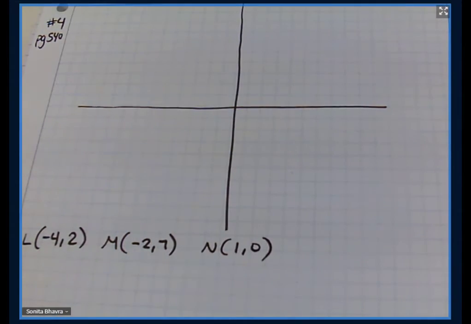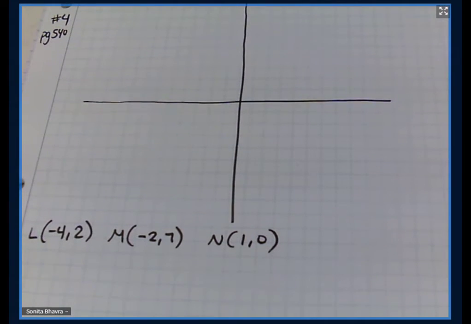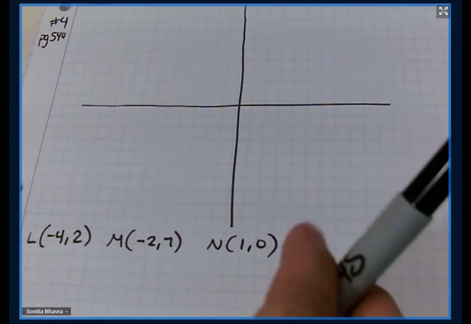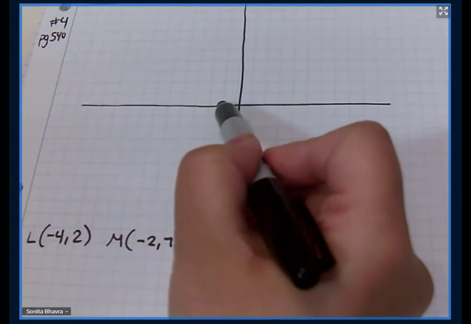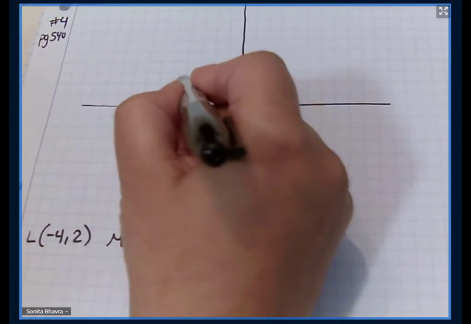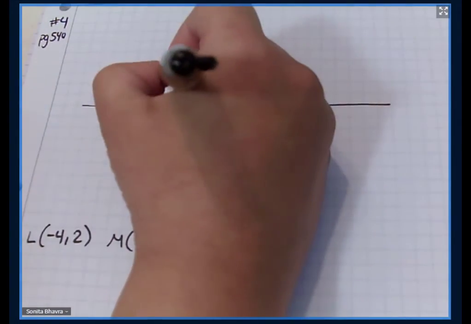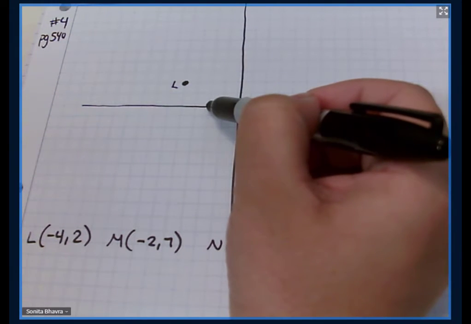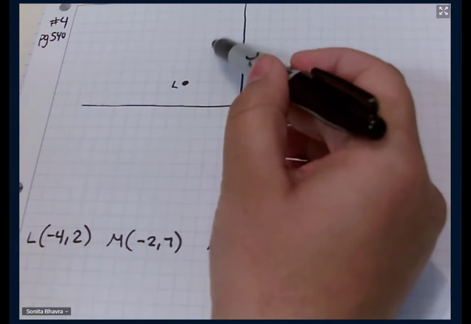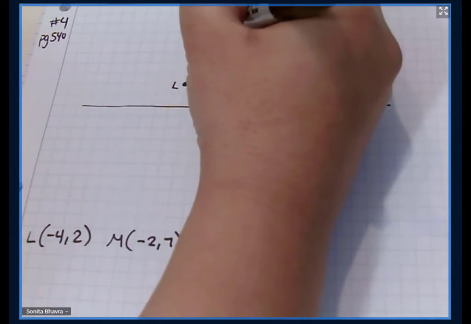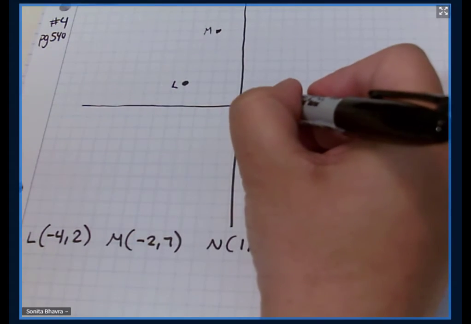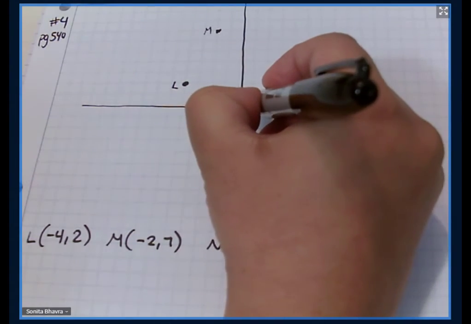1, 0. So the first thing I'm going to do is plot the points on the graph, and my scale I'll just use is going up by 1. Okay, so -4, 2: over 4 to the left, up 2. So there's my point L. Next one is -2 and 7. So -2 and up 7. So right there, that's point M. And the last one is at 1, 0. So over 1 and 0 for Y.